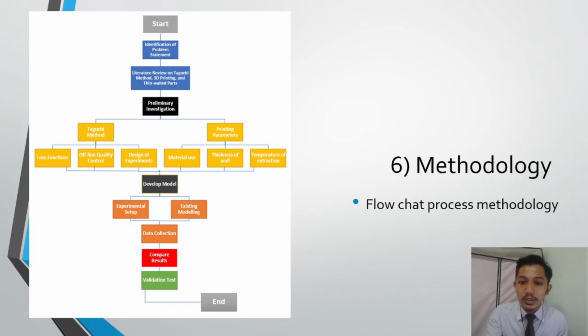And on the side of parameter printing, the parameters on the printing are the use of materials, wall thickness, and extrusion temperature. And I proceed to develop the model with the available parameters and methods. Next, I separate between experimental setup and existing model to compare on data collection. Finally, I validated the test of the experiment.